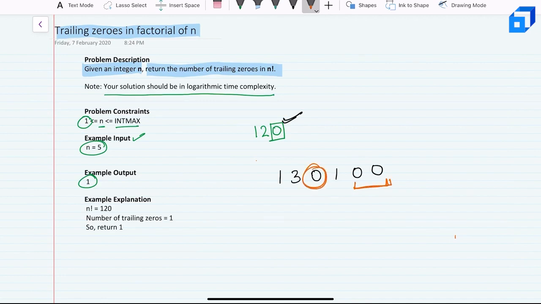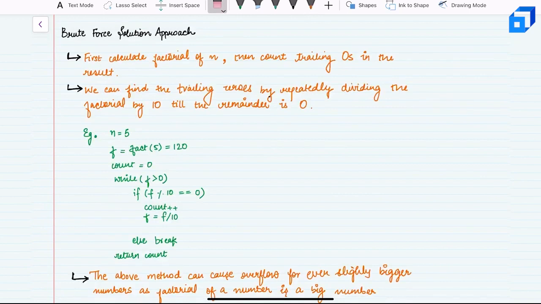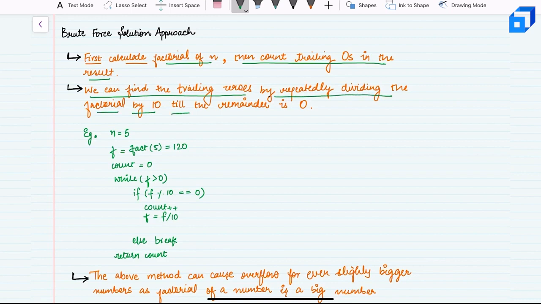Let's see how we can approach this problem. The brute force solution is that first we calculate the factorial of n and then count trailing zeros in the result. We can find the trailing zeros by repeatedly dividing the factorial by 10 till the remainder is not 0. So what do we mean by that?